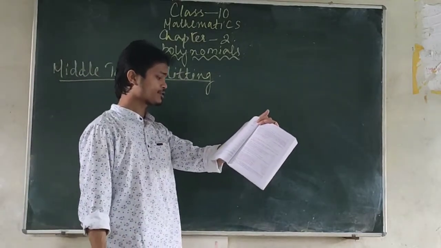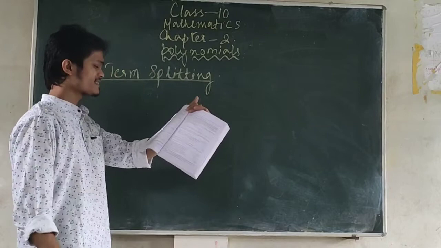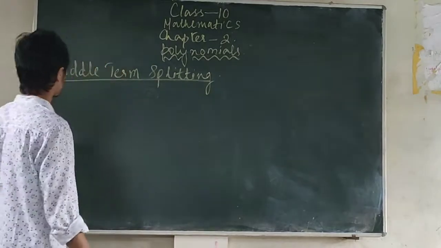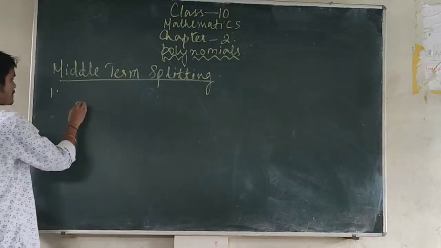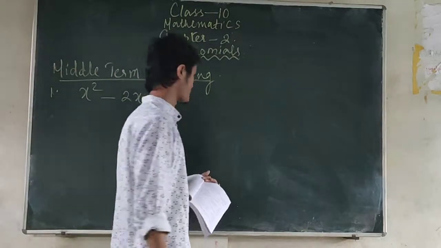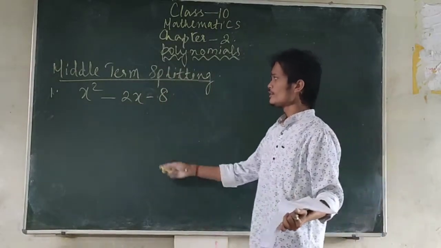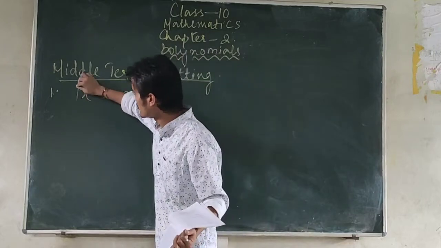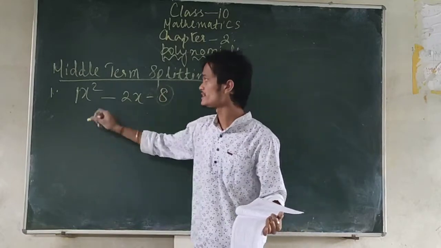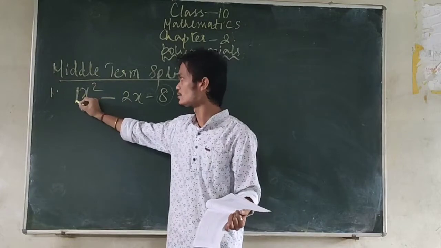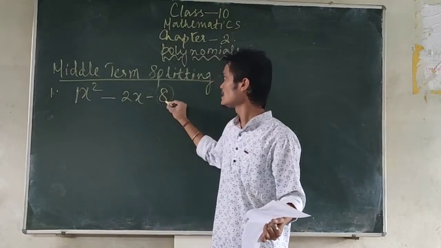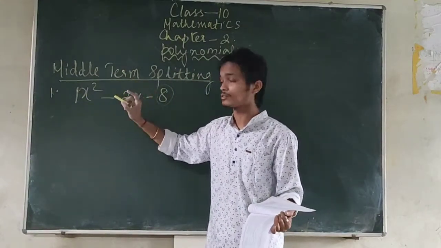Now in exercise 2.2, question number 1, they say find the zeros of the following quadratic polynomials. 1. x squared minus 2x minus 8. That we will do by middle term splitting. Let us see how we can do it. The very first rule: the coefficient of x squared and the constant term we are going to multiply. The coefficient of x squared is 1 and the constant term is 8. Only the magnitude you are going to take.